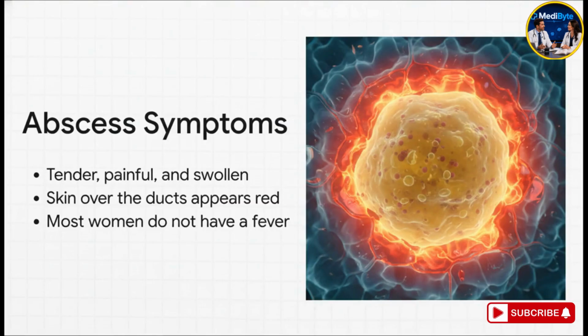Now, in very, very rare scenarios, that infected Skene gland cyst can evolve into an abscess. An abscess is essentially a localized pocket of pus. If a doctor examines this, it's going to be incredibly tender, really painful, and visibly swollen. You'll literally see red skin directly over the gland's ducts. But here's an interesting quirk and a really good clinical takeaway for you. Most women who develop a Skene gland abscess don't actually get a systemic fever. The infection stays completely contained to that one specific spot.